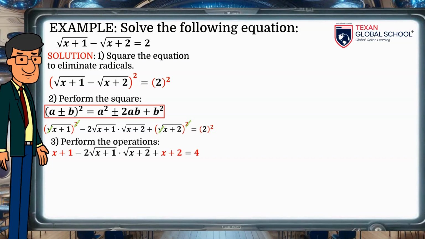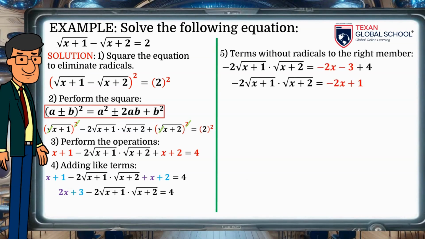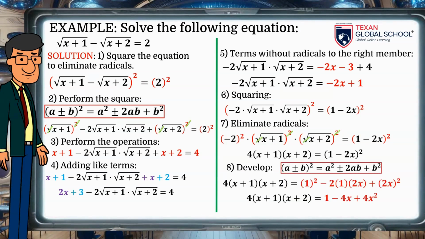Now send the terms without radical to the right member to simplify like terms. Square again, and since the radicals on the side are factors, we can apply laws of exponents and radicals. Hence, radicals are eliminated by squaring each factor. We now perform the product on the right member. We can do it directly, or we can use special products again, like a square of a binomial.